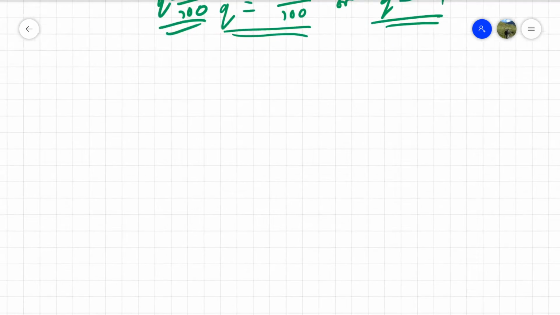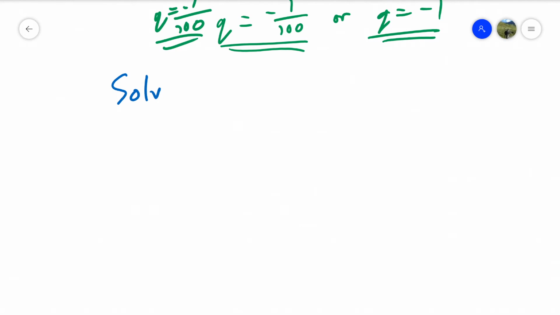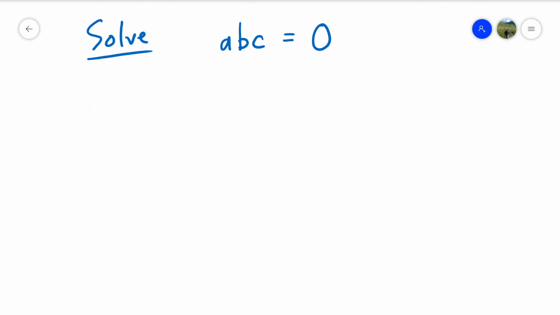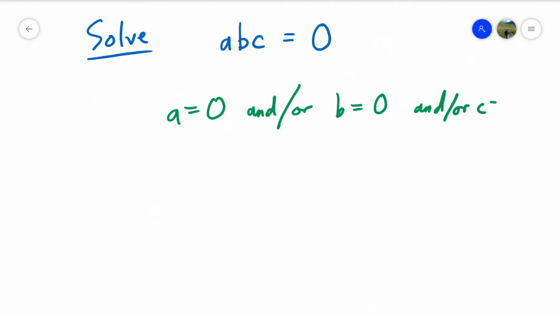Next question. Have a go at this in your own time. And the answer is a equals 0 and/or, this is an and/or because we've got three different objects, and/or b equals 0 and/or c equals 0. Because with three things multiplied together, at least one of them must be 0, possibly more.